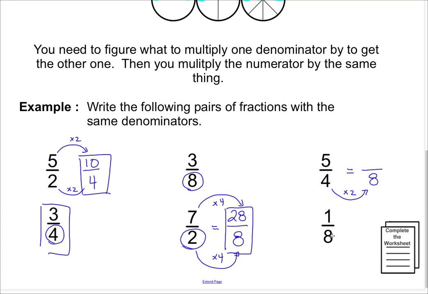Well, 2. And I've got to do the same thing on the top, multiply by 2. So I've got 10 on top. Now this is an equivalent fraction to 5/4. So now I have the same denominator for those two things. Now you have a worksheet to complete on equivalent fractions.